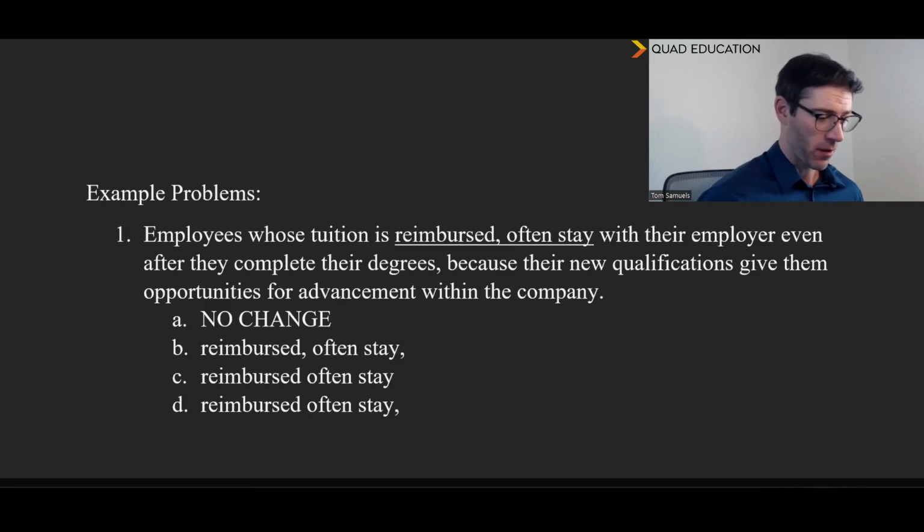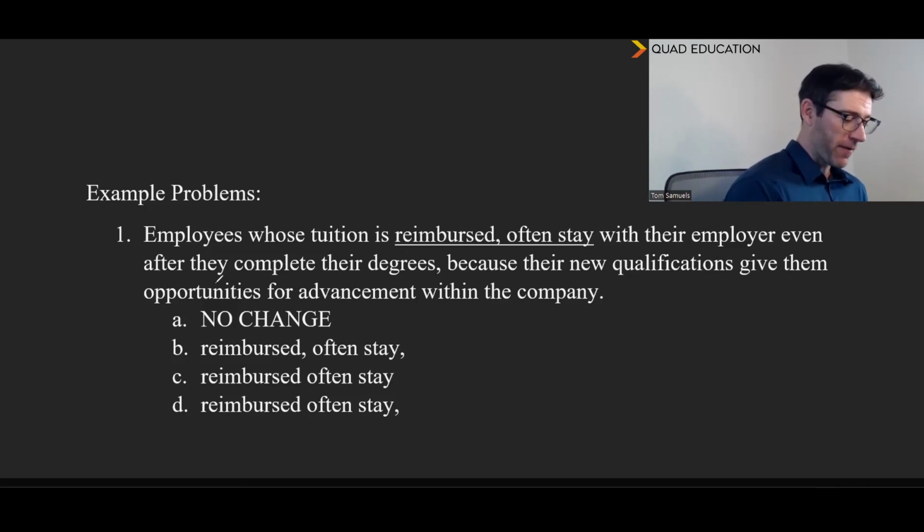Okay, here's our first practice problem. We've got 2 for today. See how this one goes. Okay, let's take a look. Employees whose tuition is reimbursed often stay with their employer even after they complete their degrees because their new qualifications give them opportunities for advancement within the company. And we want to know whether or not we want this comma right here.